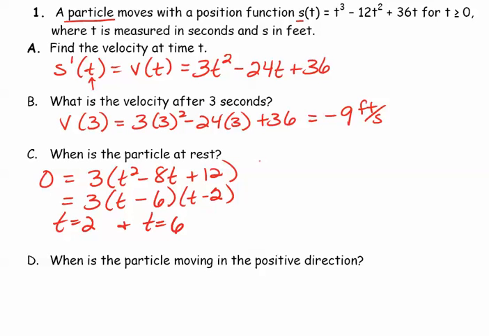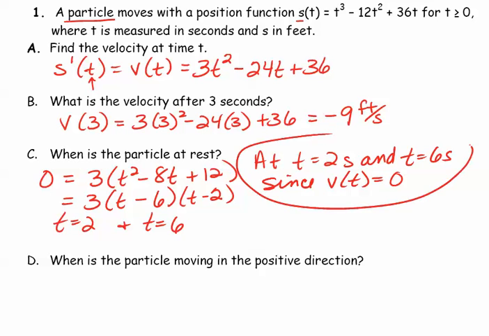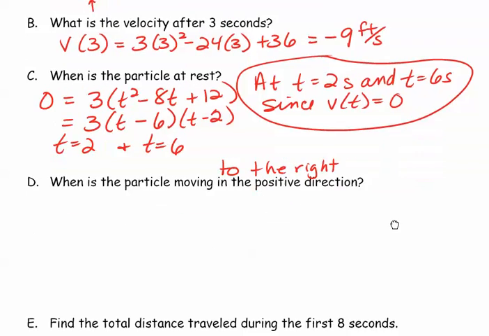So we should justify our answer. The particle is at rest at t equals 2 seconds. We can just write s for seconds. And t equals 6 seconds, since v of t is equal to 0. So stay in good habit of justifying our answers here. When is the particle moving in the positive direction? That would be the same as asking when is the particle moving to the right. That would be equivalent. And that would be when the velocity is positive.